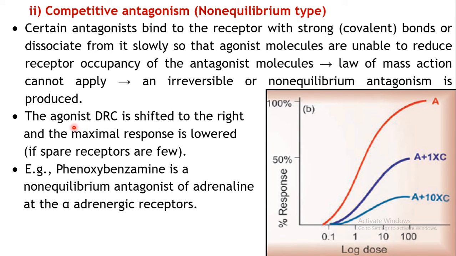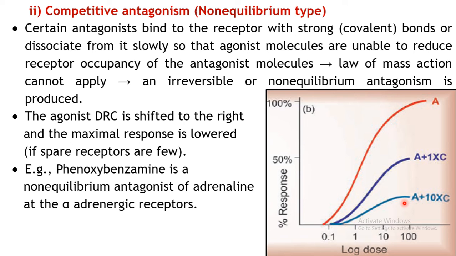And here the agonist DRC is shifted to the right. This is the DRC of your agonist, and this is the DRC of the agonist in the presence of a certain amount of your antagonist C. As you go on increasing the amount of your antagonist, the DRC will of course be shifted towards the right, but at the same time, what is happening to your maximum level over here? That is also getting lowered. As you increase the amount of antagonist, the maxima is also getting suppressed. So the DRC will go on flattening.